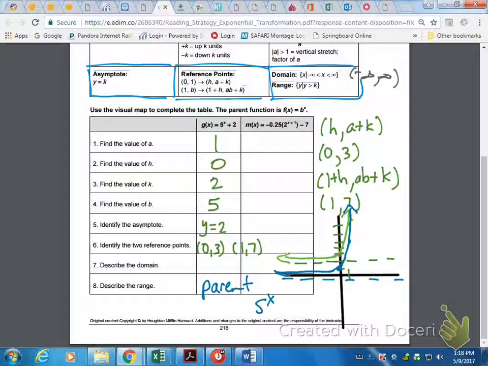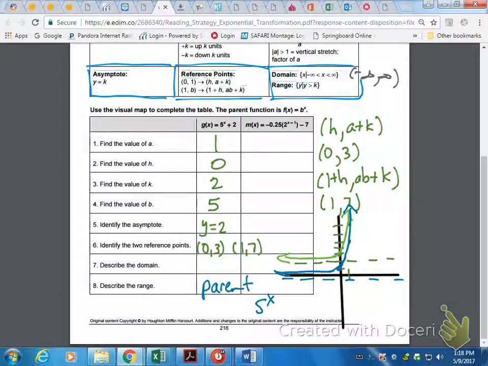So what was the actual transformation? What did the k do to this thing? Up, yes, how many? 3? Well, no, what's your k? 2. So it was shifted up by 2.